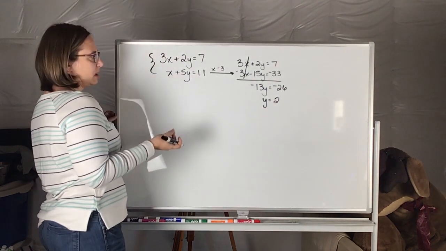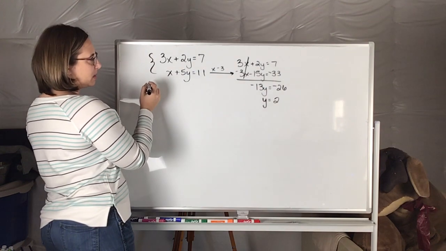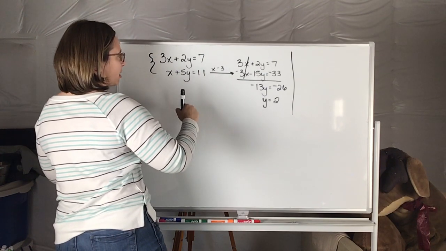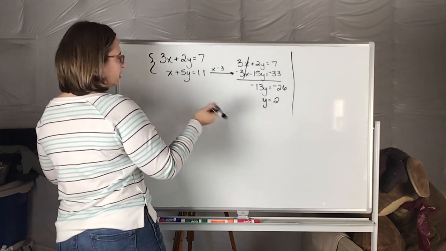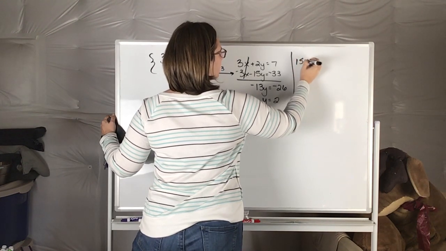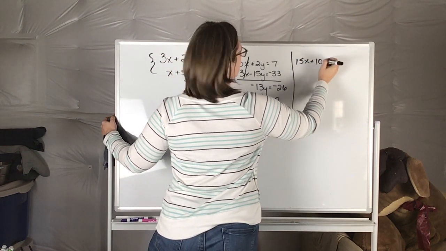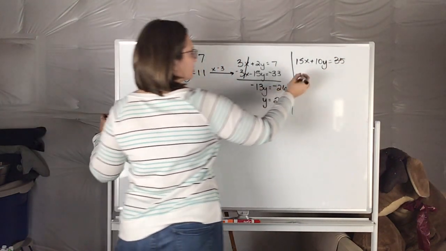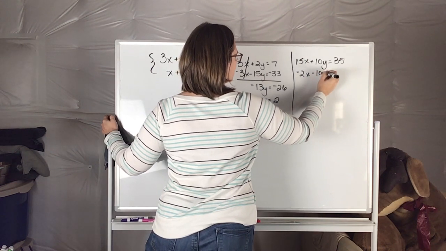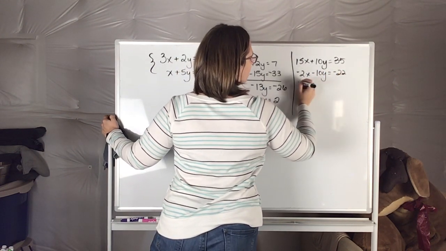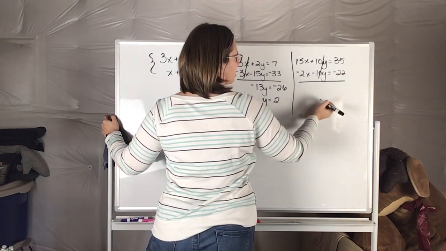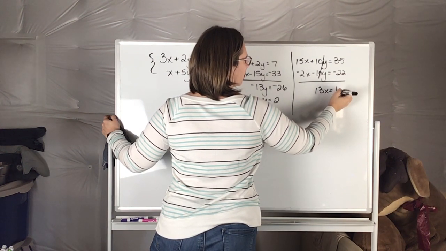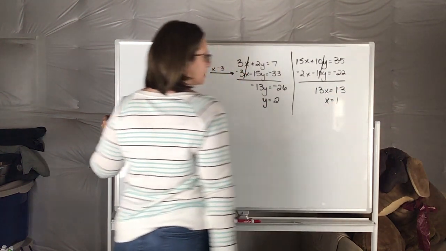I could also eliminate the y variables. If I wanted to do that, I could take this equation here and multiply it by, let's just do 5 on that one. So 15x plus 10y equals 35, and then multiply this guy by -2. So I get -2x minus 10y equals -22. The y's cancel out. We get 13x equals 13. So x equals 1.